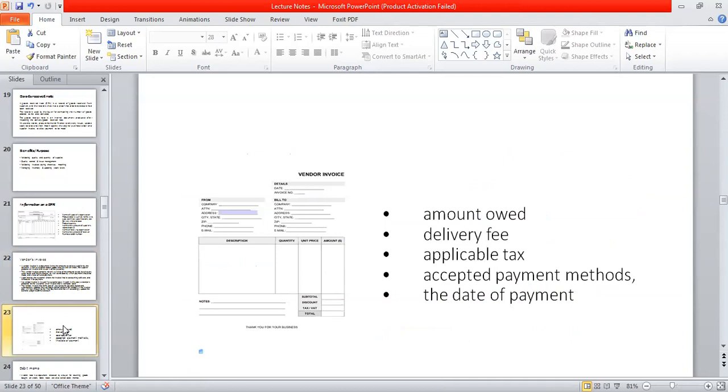Right. So the vendor invoice contains mainly the amount owed, the delivery fee, tax applicable, accepted payment method, and the date of payment. And I've also attached an example of a vendor invoice.